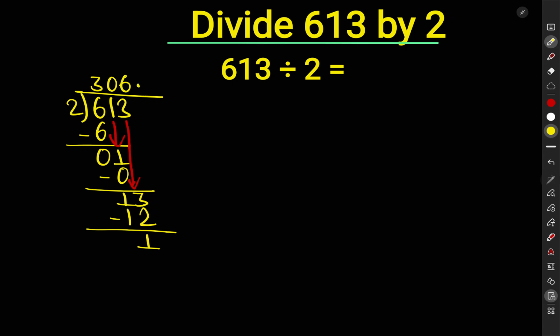So we take here decimal so that we put 0. So it is 10 and 2 times 5 is 10. On subtracting we get 0. So 613 divided by 2 is 306 decimal 5.